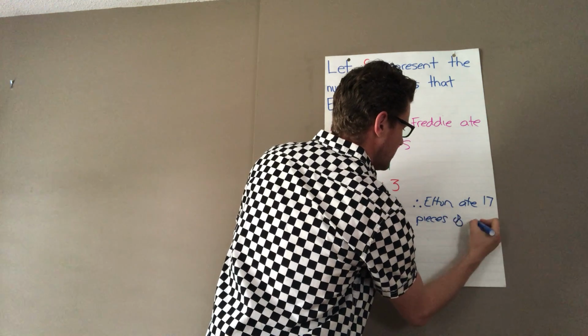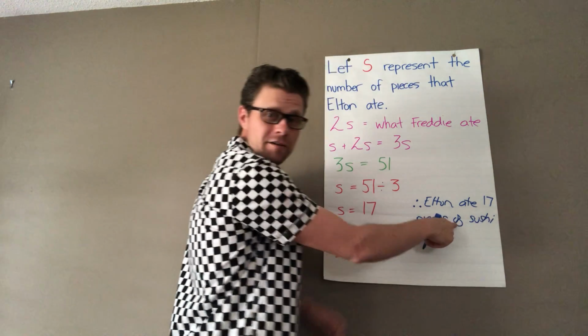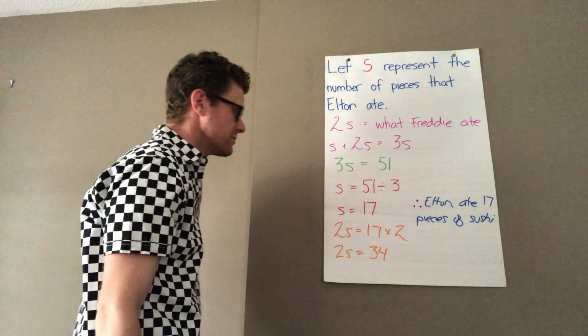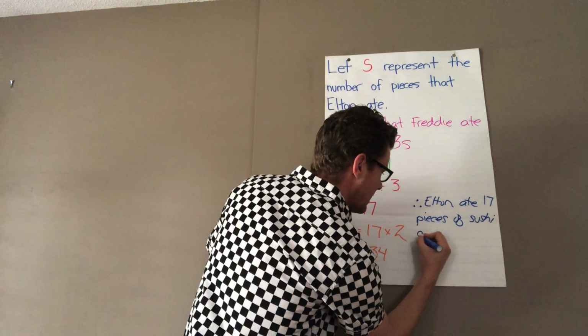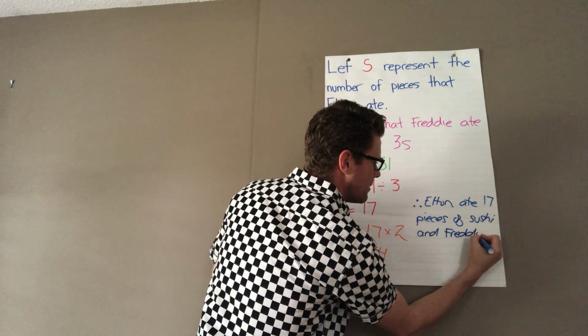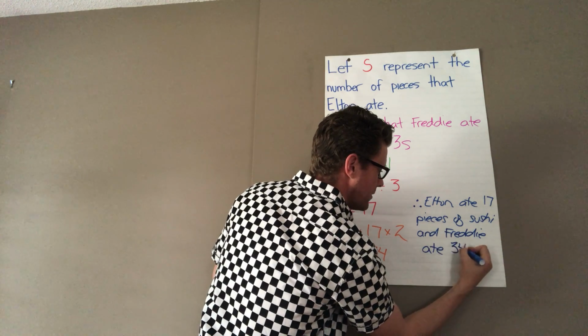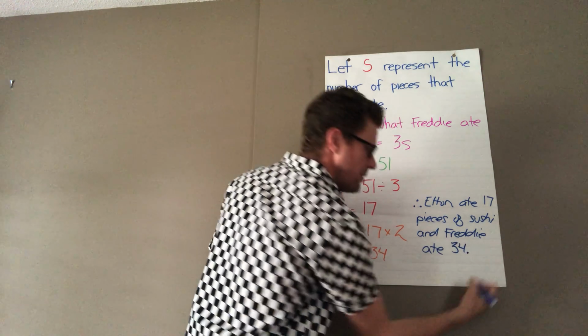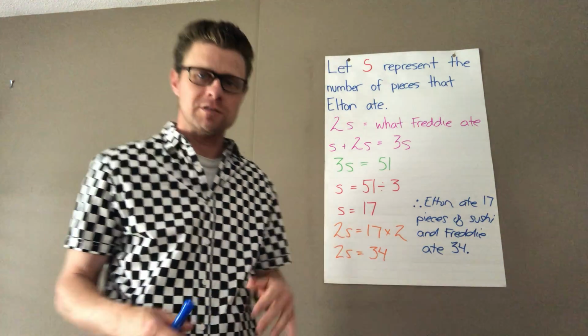pieces of sushi. This right here is why I don't like writing on vertical surfaces. Elton ate 17 pieces of sushi, and Freddie ate 34, period. There's our equation. There's the answer to our equation.